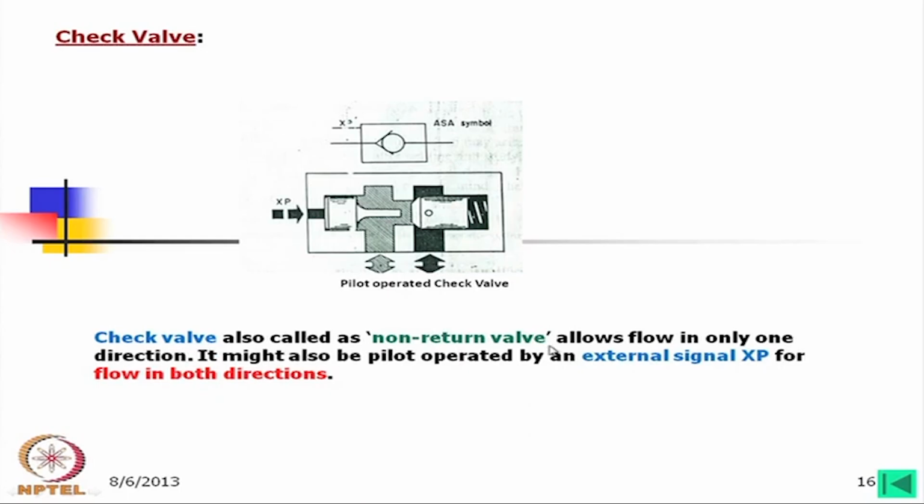Now, the check valve is also called a non-return valve, and allows the flow in only one direction. It might also be pilot operated by an external signal XP for flow in both directions. Now, if we use a signal like this, then we can allow the flow from this side also. This is completely from external operation. Here the symbol is this one. If the flow is from this side, then this will be operated, then flow can go from either side. Otherwise, flow can only go from this to this side, and when the flow is coming from this side, it will remain closed.